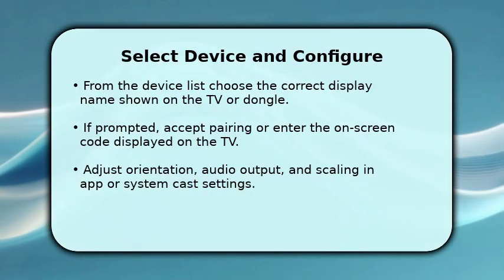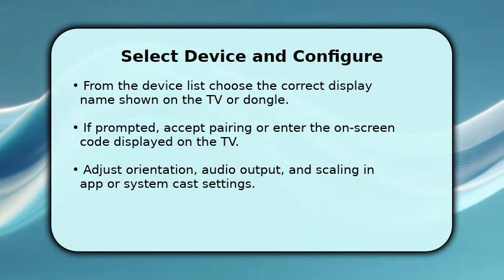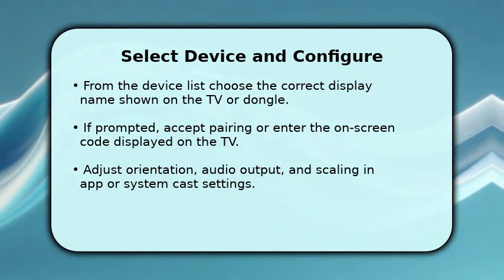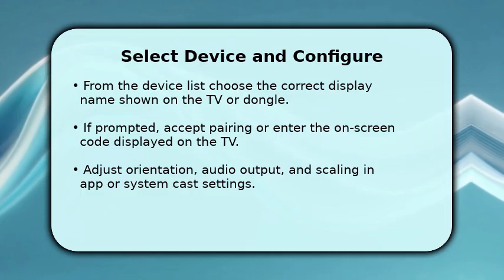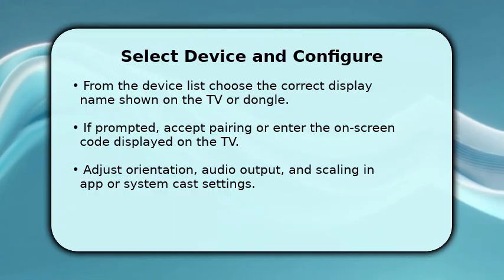Once your phone lists devices, you pick the matching display name shown on the TV. This ensures you don't connect to a neighbor's device. After selecting it, accept any pairing prompt or type the short on-screen code to authenticate safely.